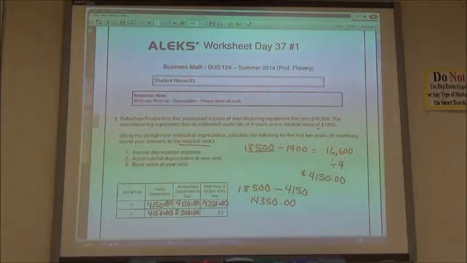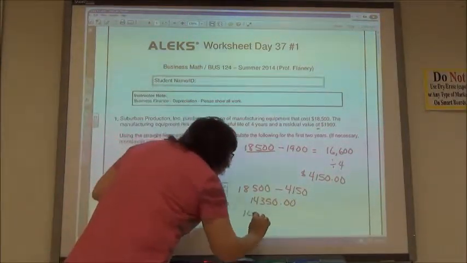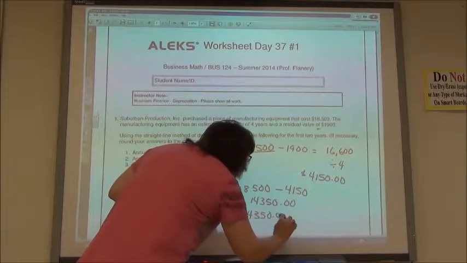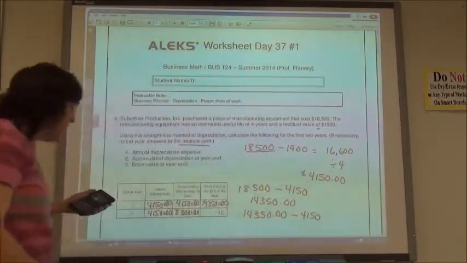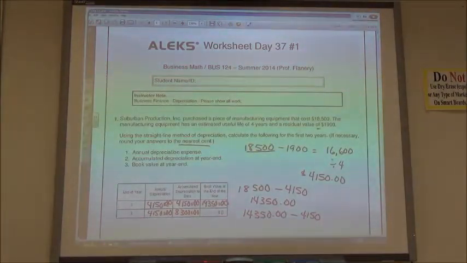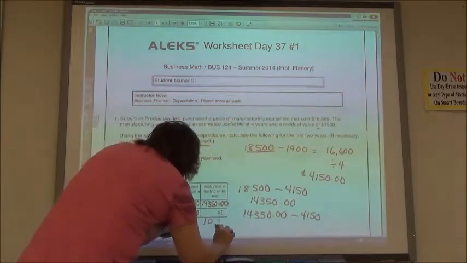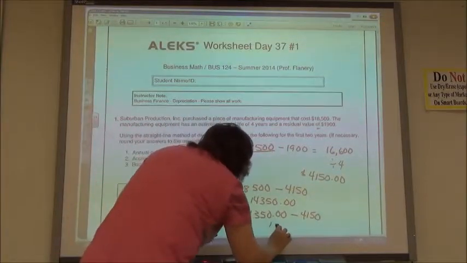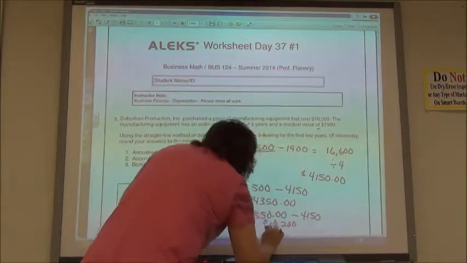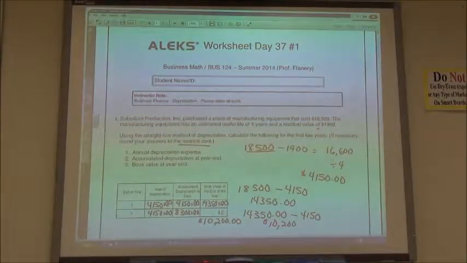Book value at the end of year 1, $14,350. So then at year 2, we're going to start at $14,350. We're going to subtract the $4,150 that it's going to depreciate by the next year. And so at the end of year 2, we're at $10,200. And you could keep going and do year 3 and year 4, and by the end of year 4, you should be down to your $1,900.